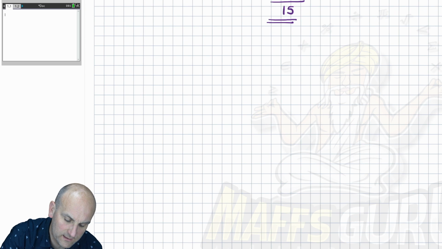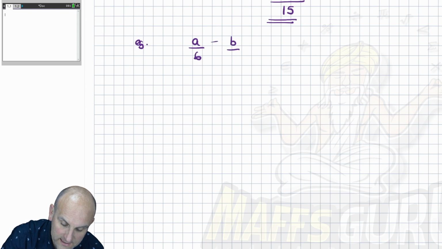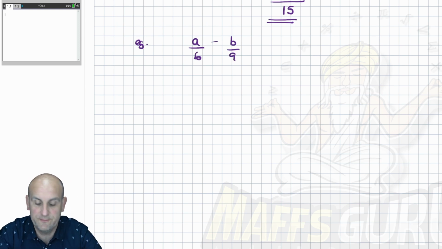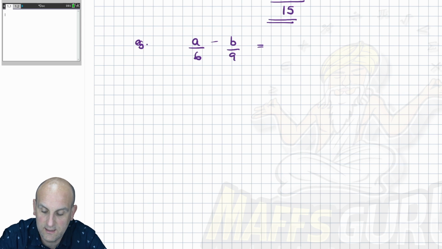Now, all of these have been additions. Let's do a subtraction. a on 6 minus b on 9. So this is just a minus sign. It works in exactly the same way.